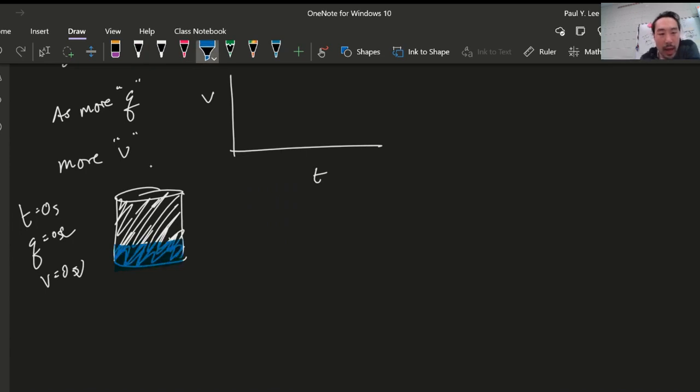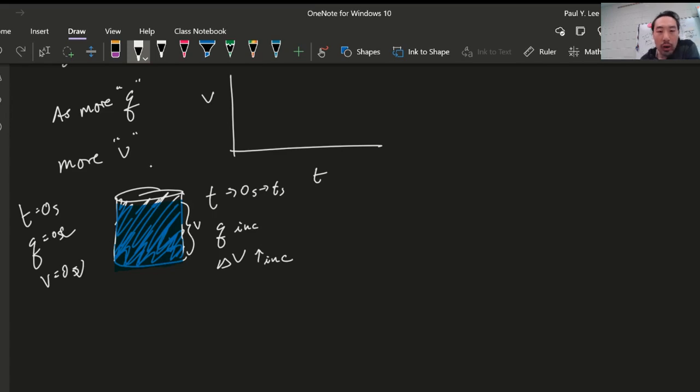So as we add more and more water, okay, the water height increases, and that water height is just like the voltage. So as time continues from t of 0 seconds to t seconds, okay, the amount of charge increases. Therefore, the voltage, or the delta V, also increases. Okay, so remember, voltage is like the change in water height.